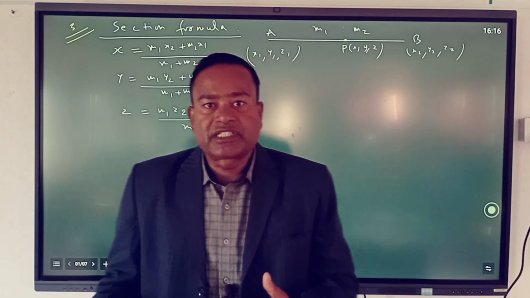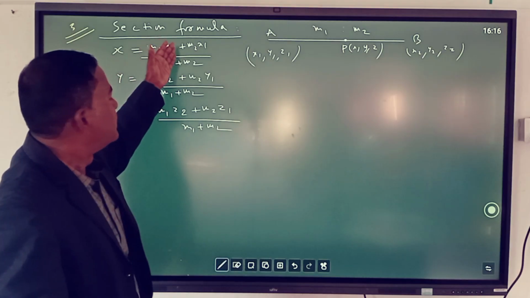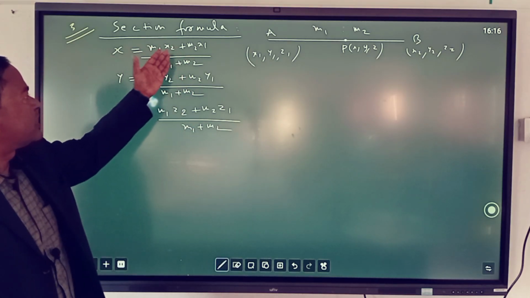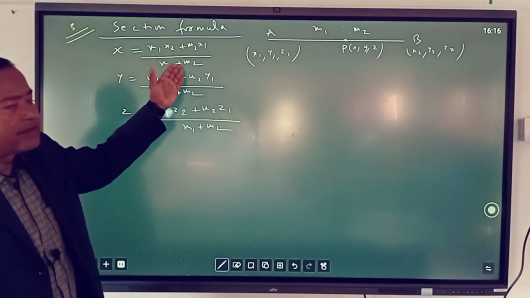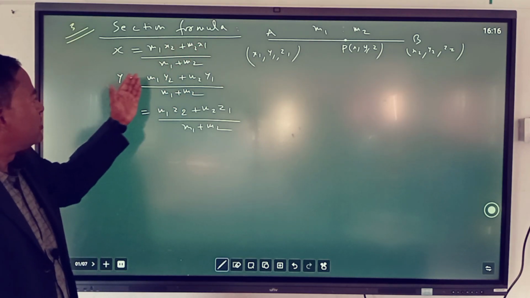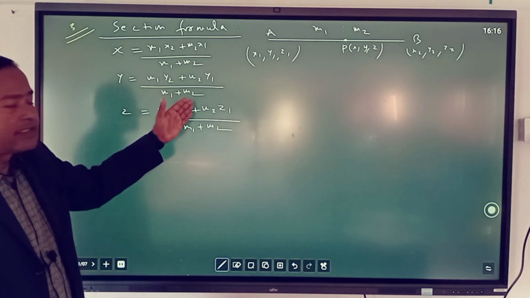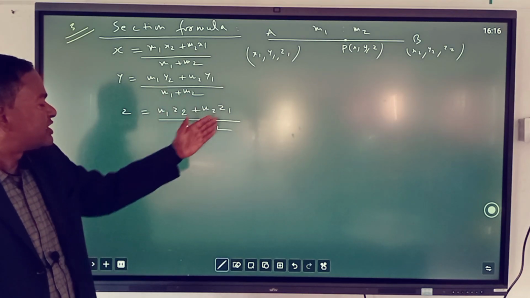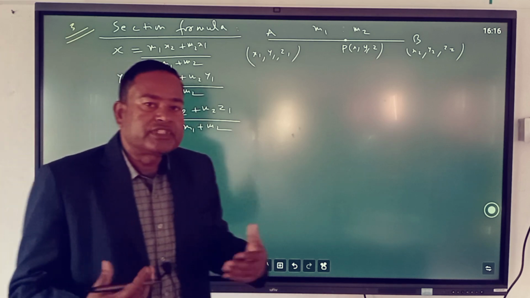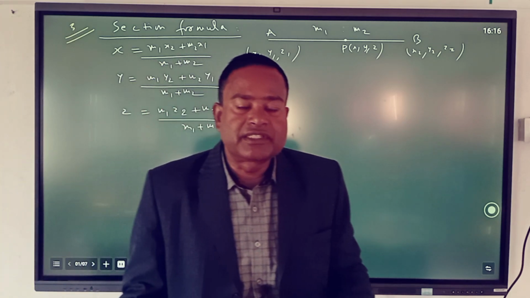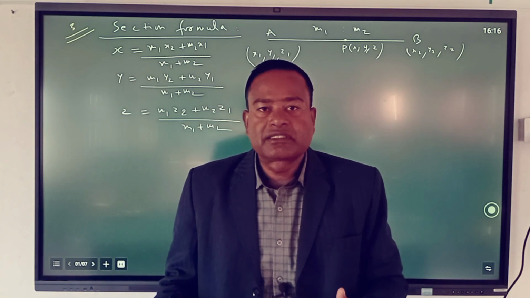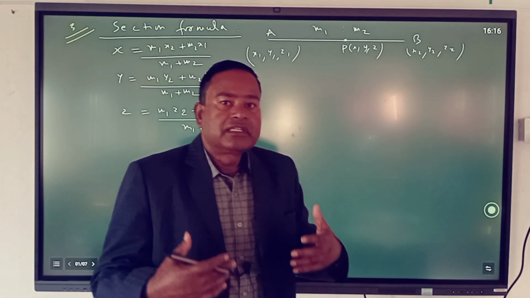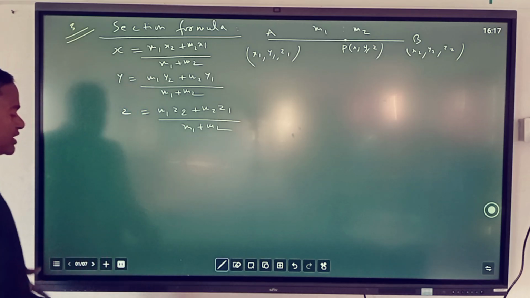In the case of external division, we take the negative sign; the plus sign we replace by minus. That means x will be m₁x₂ minus m₂x₁ divided by m₁ minus m₂. Y will be m₁y₂ minus m₂y₁ divided by m₁ minus m₂. And z will be m₁z₂ minus m₂z₁ divided by m₁ minus m₂. So dear student, in the case of internal division, we take the positive sign, and in the case of external division, we take the negative sign.